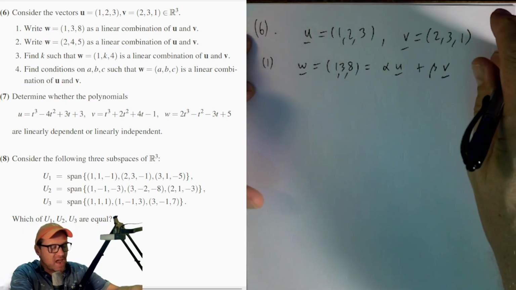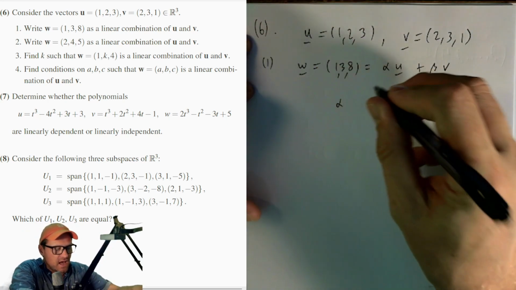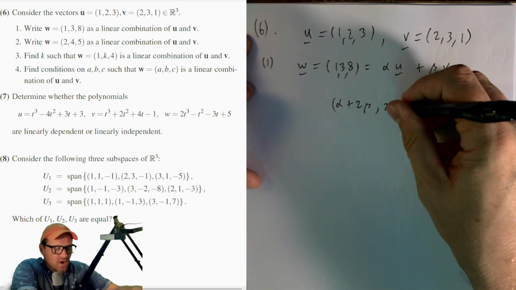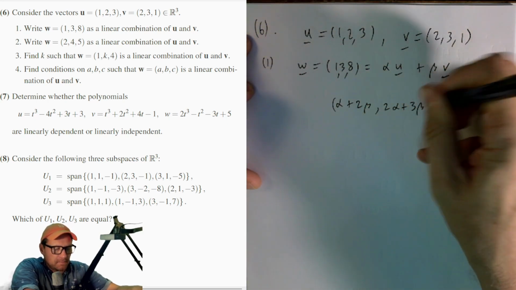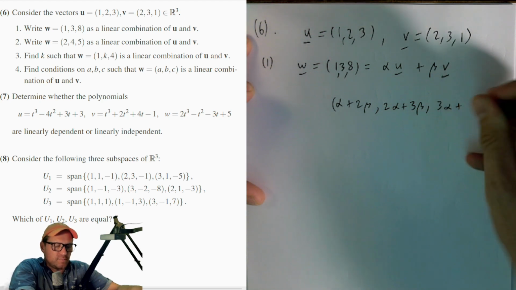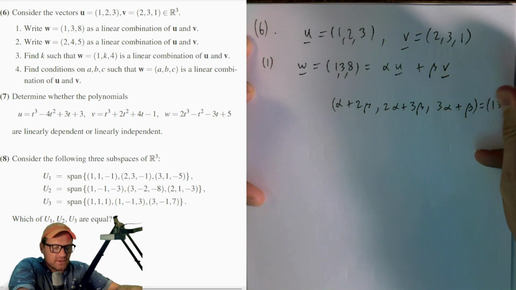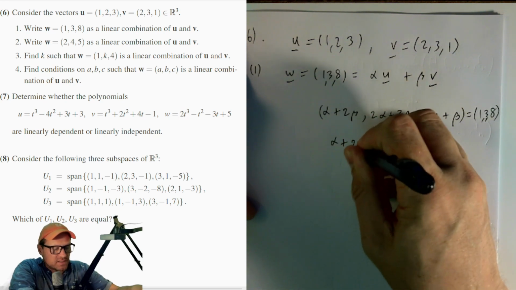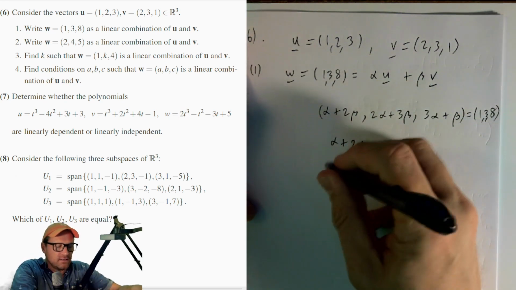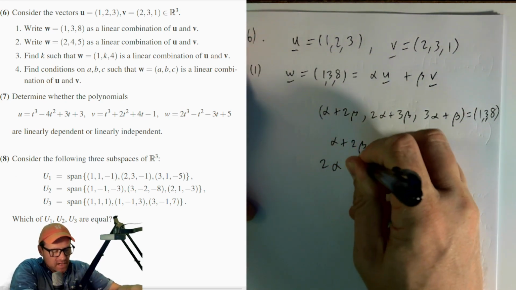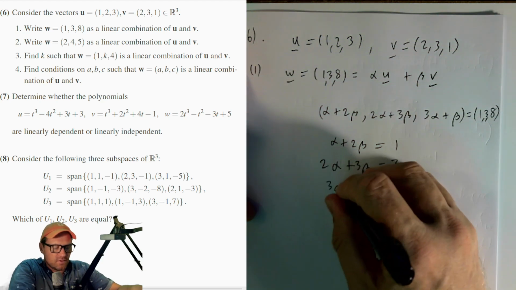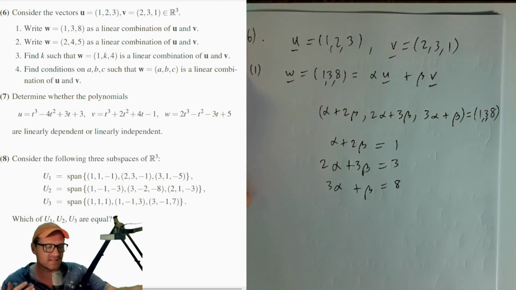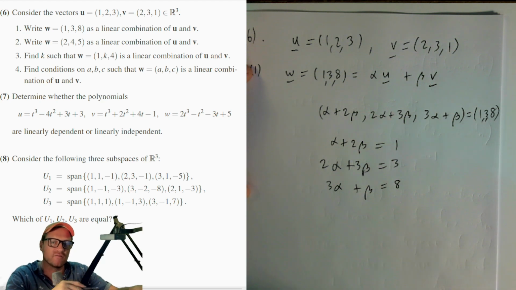Okay, so let's expand on the right. So we have alpha plus 2 beta, then we have 2 alpha plus 3 beta, then we have 3 alpha plus beta equal to 1, 3, 8. Now this gives us 3 scalar equations. Alpha plus 2 beta is 1, 2 alpha plus 3 beta is 3, 3 alpha plus beta is 8. So are these consistent? Can we solve for alpha and beta?